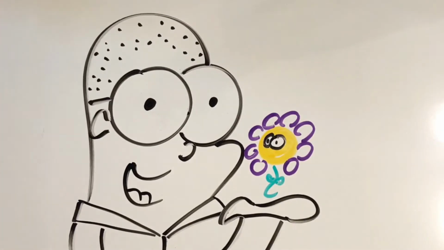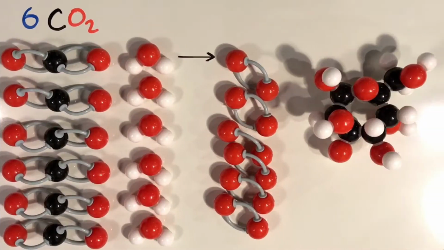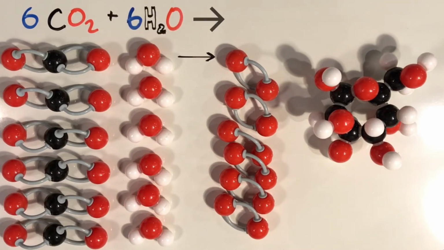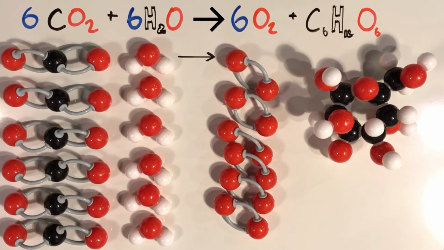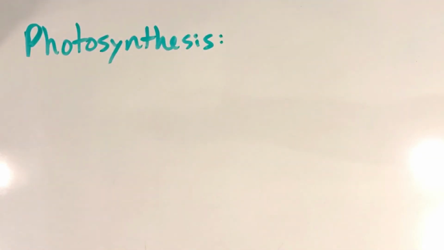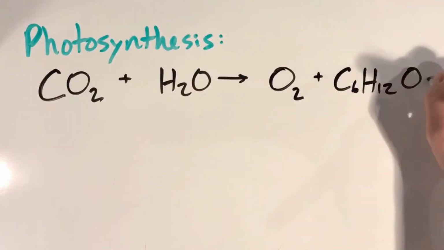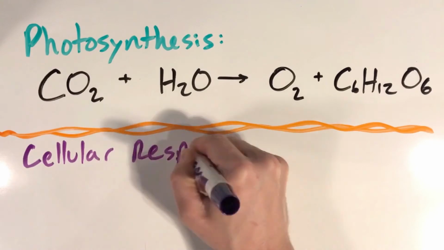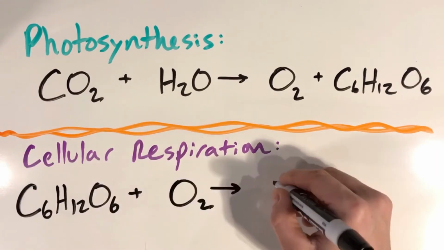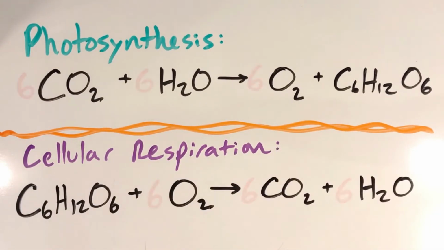Let's see what photosynthesis looks like when we write it out as a balanced chemical reaction. And it is worth noting that the balanced reaction for photosynthesis is the exact opposite of the balanced reaction for cellular respiration. See how the reactions are just mirror images of each other?